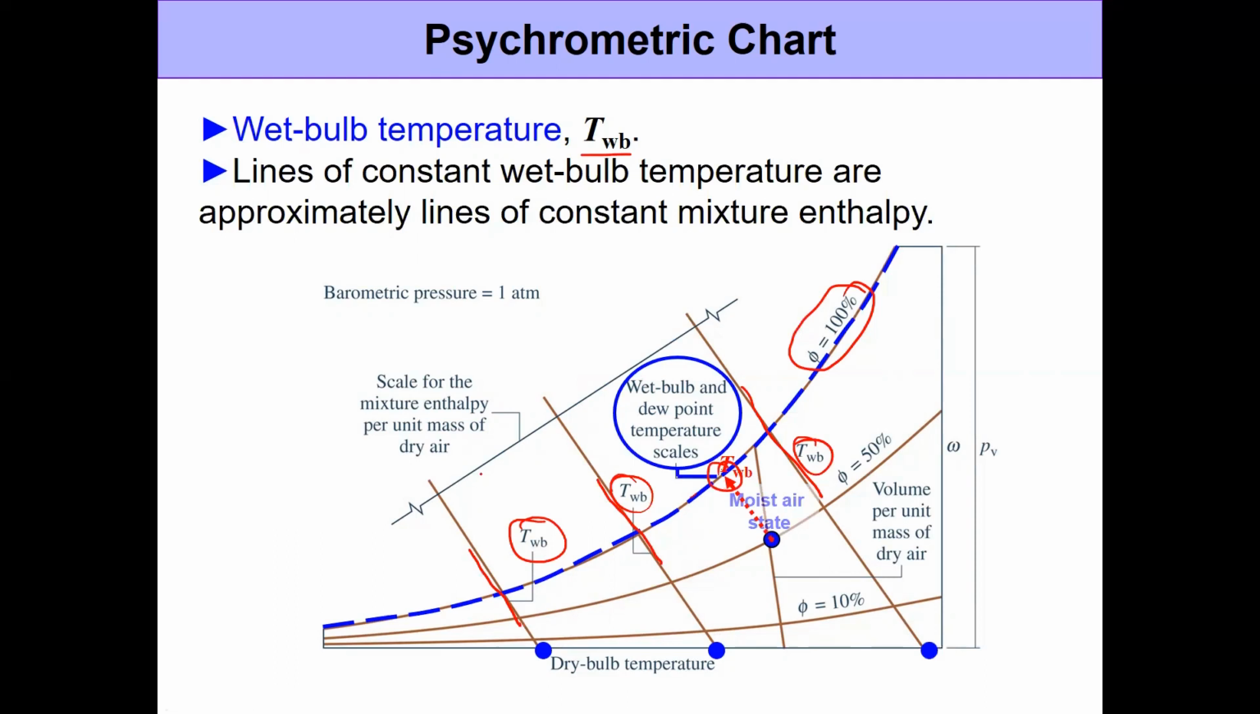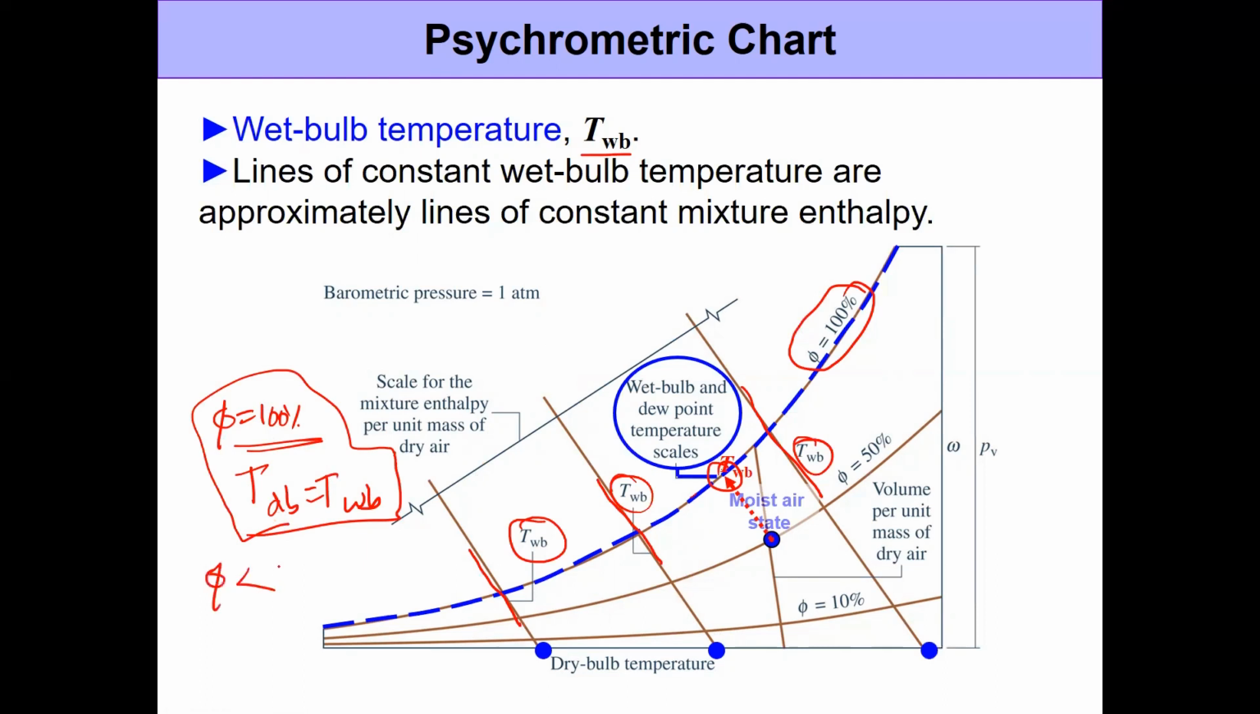Again, if you're looking at a state where the relative humidity is 100% to start off with, at this condition the dry bulb temperature is going to be equal to the wet bulb temperature. This is basically the only place where these two are equal. Otherwise, in general, when phi is less than 100%, the dry bulb temperature would be greater than the wet bulb temperature. This is what we see in most cases.